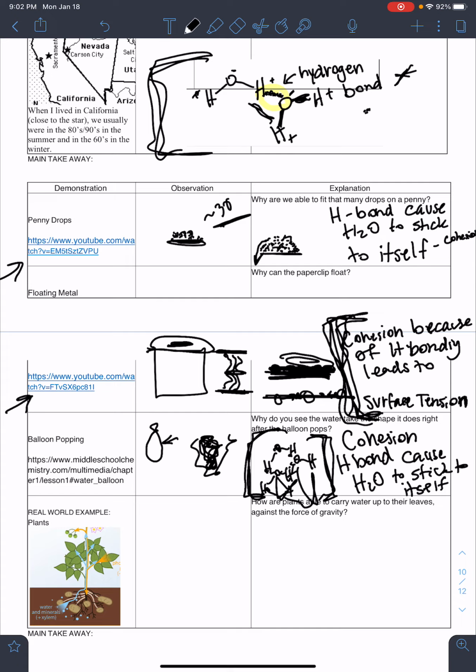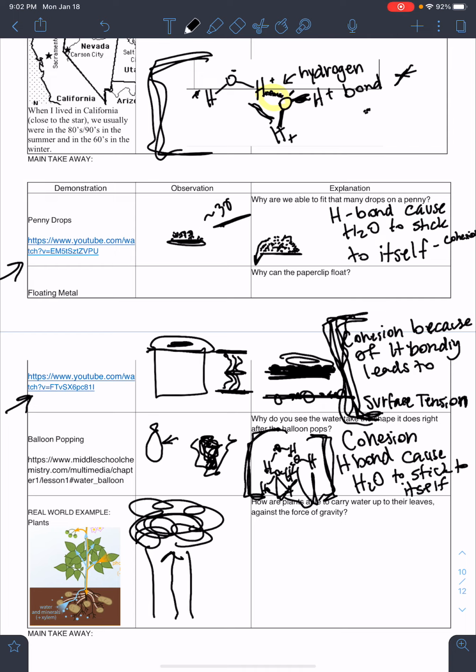So our last real world example is plants. We see that plants are able to fight against gravity and take water all the way up to all of their different leaves, right? You have a tree, and water is able to travel up the tree to all of the leaves. And that shouldn't make sense with gravity. Gravity should be pulling that water down. And so what happens is, there's a word called adhesion, where water is actually able to stick to other things.